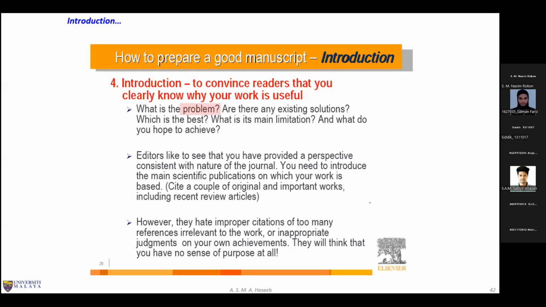So Elsevier is telling you the same thing that I just described. You have to highlight the problem. And if there is any existing solution, then you have to tell why you need to perform the test that you have carried out to come up with another solution. What is the benefit of your solution? And you cannot hide things nowadays. If somebody has already worked in your area, you have to mention them, you have to cite them, and then you have to tell what the drawbacks are in their work and why you need to do your research. So that has to be very clear.